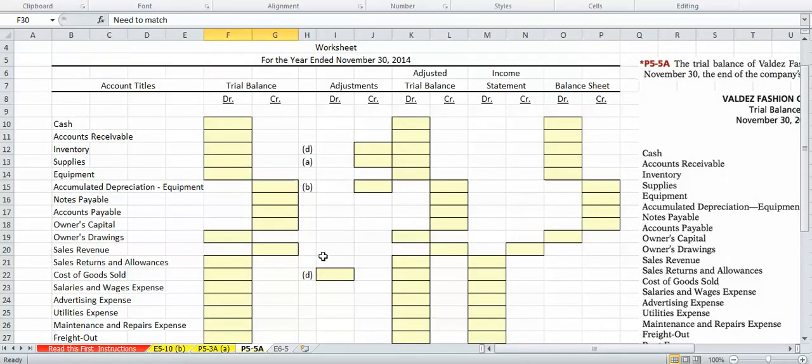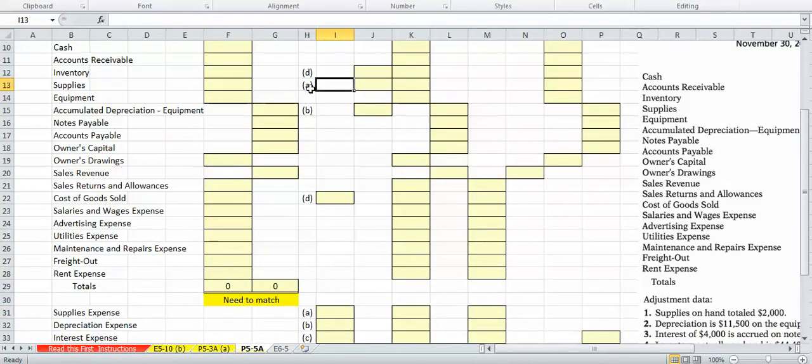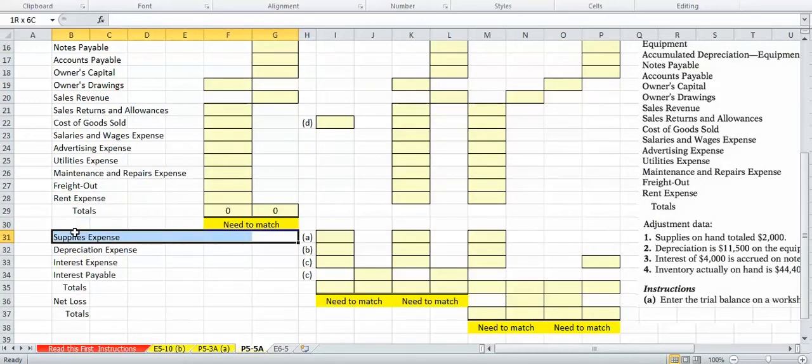Then we're going to do adjusting entries. So I labeled these like A, B, C, and D. Make sure they correspond. I tried to make it a little bit easier for you. So A is going to include supplies and supplies expense.